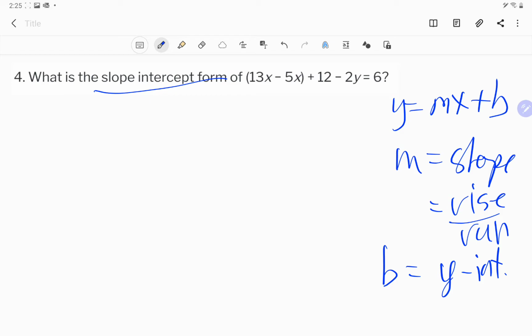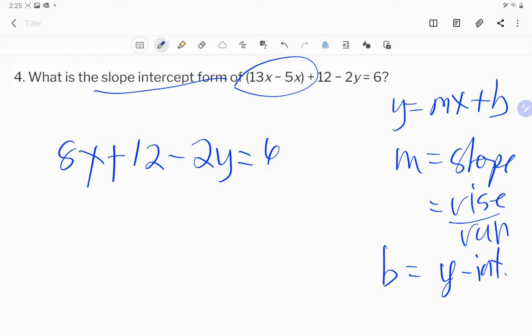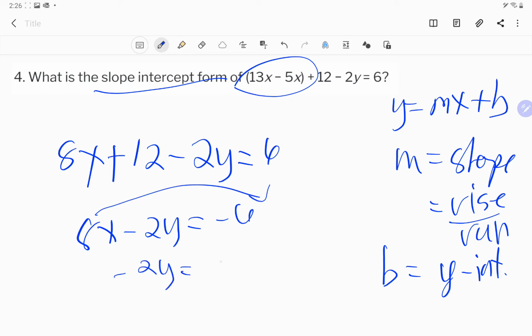Now the first thing that we're going to do is simplify this one first. So we have 13x minus 5x, that's equal to 8x, and then we've got a plus 12 here minus 2y is equal to 6, and then we combine like terms. So we're going to put 12 on the other side, so that becomes 8x minus 2y is equal to 6 minus 12, which is equal to negative 6, and then put 8x to the other side, that becomes negative 2y is equal to negative 6 minus 8x.